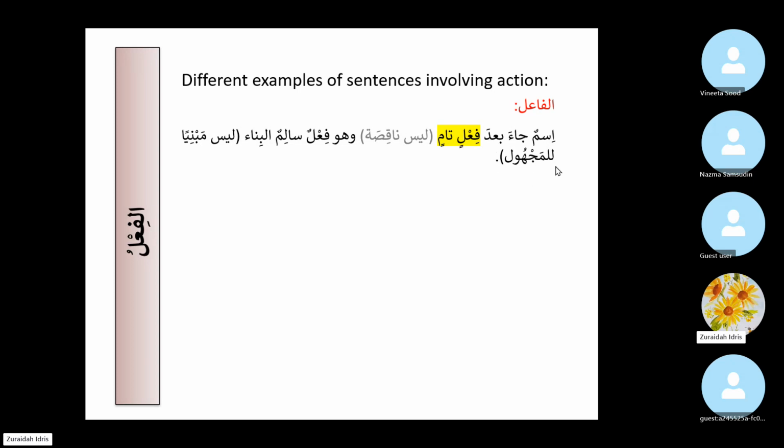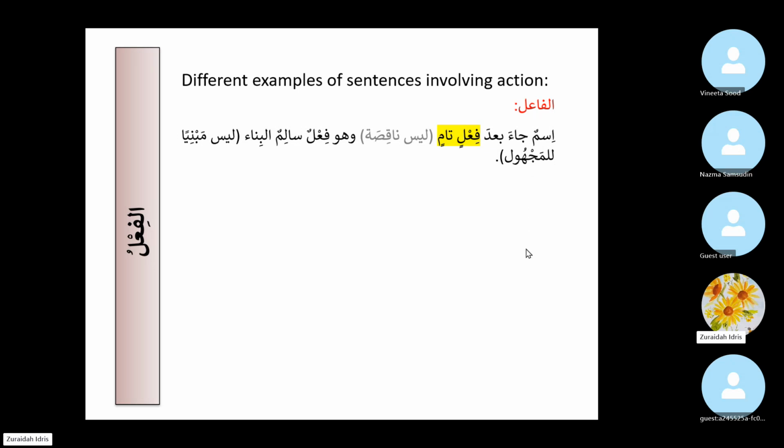This is the term that we're going to learn today. So what do I mean by majhul? First, it is an isim, then it comes after a fi'il that is complete, and it is a fi'il that is not majhul. This is basically what it is saying.